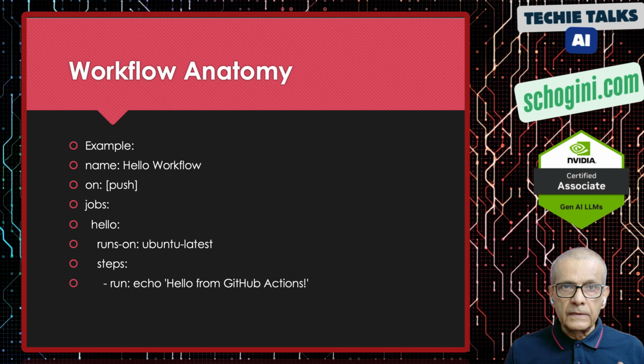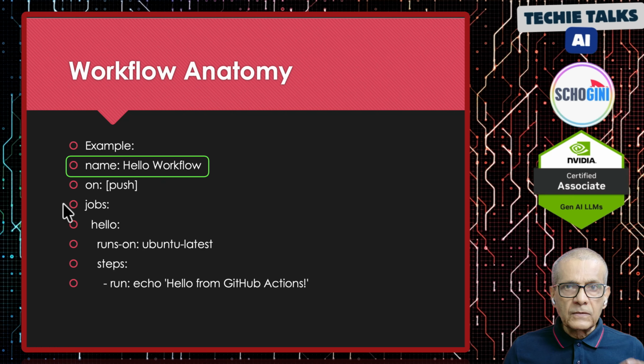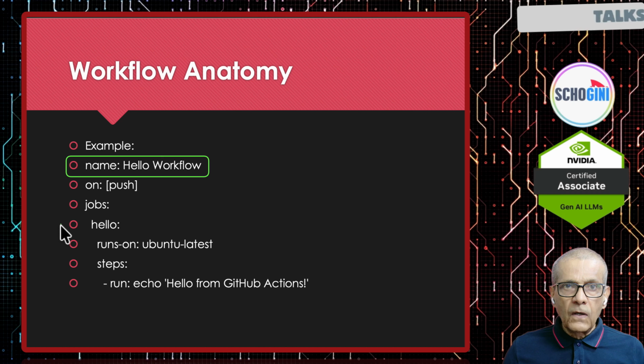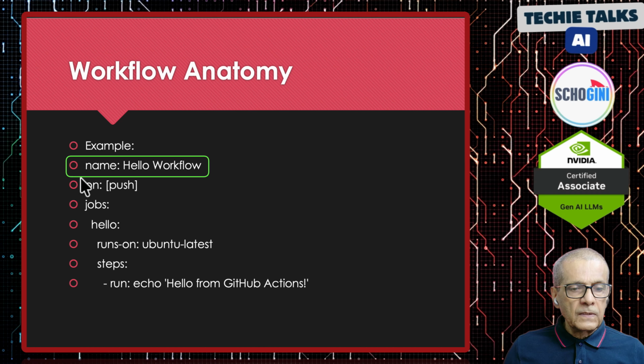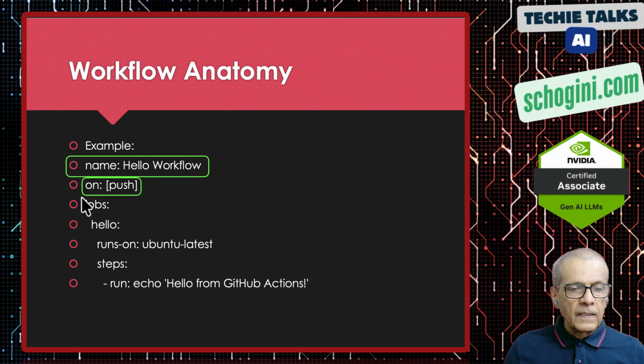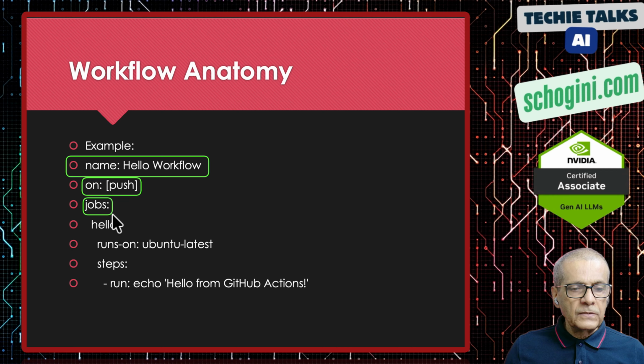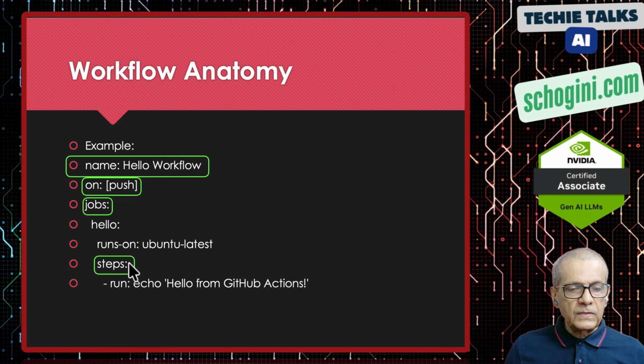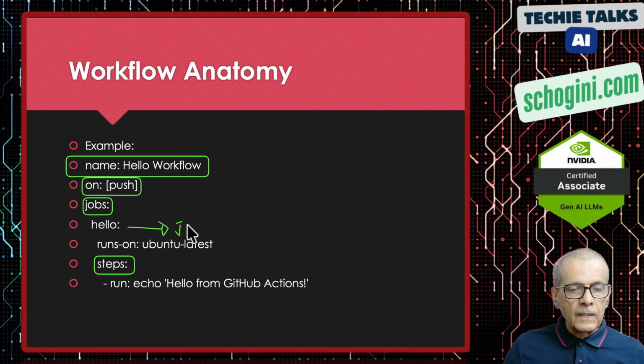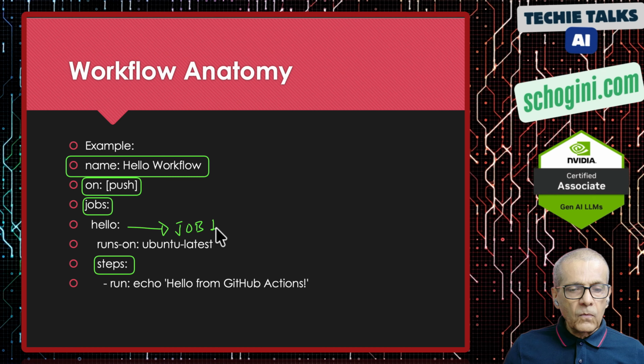The workflow anatomy. Here is the simplest workflow possible. So every workflow has a name, a trigger, jobs, and steps. So this is the trigger, and here we have the jobs. Below that, we have steps. Here we have job 1.